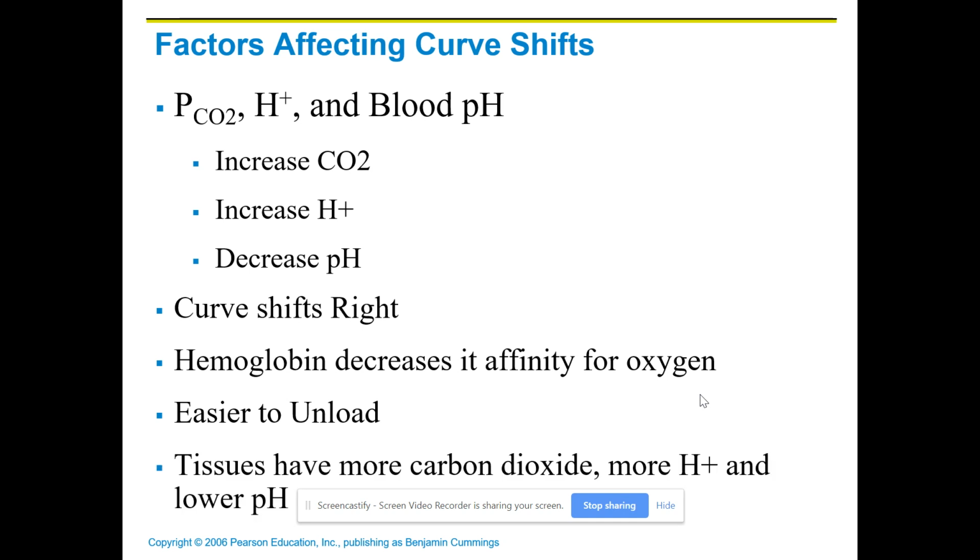So if I look at tissues, they don't have the same amount of carbon dioxide. Tissues which are producing carbon dioxide have more of it. If they have more carbon dioxide, they have more hydrogen ions, and they have a lower pH. And so their curve will shift to the right.